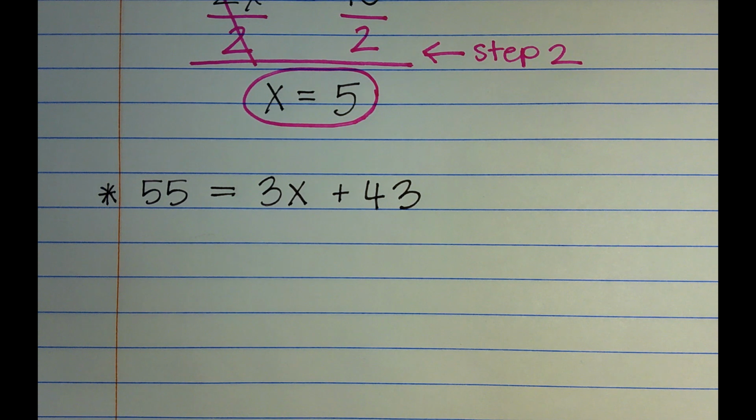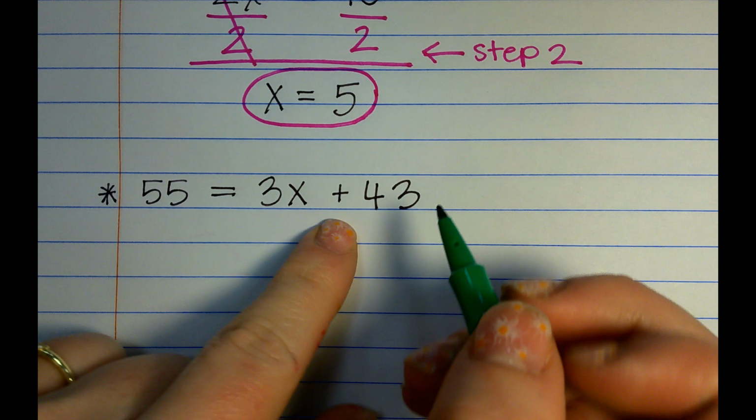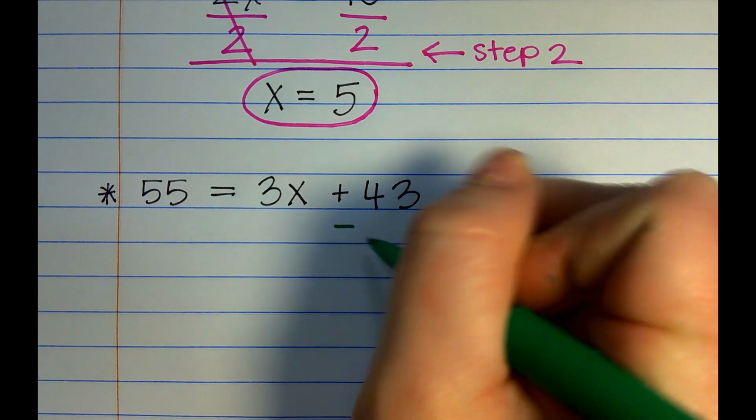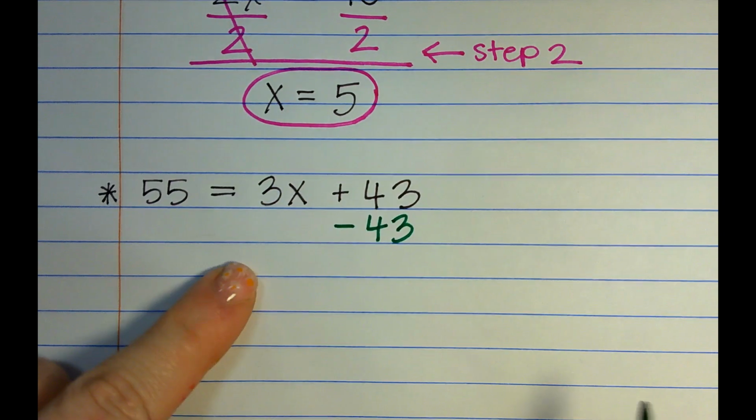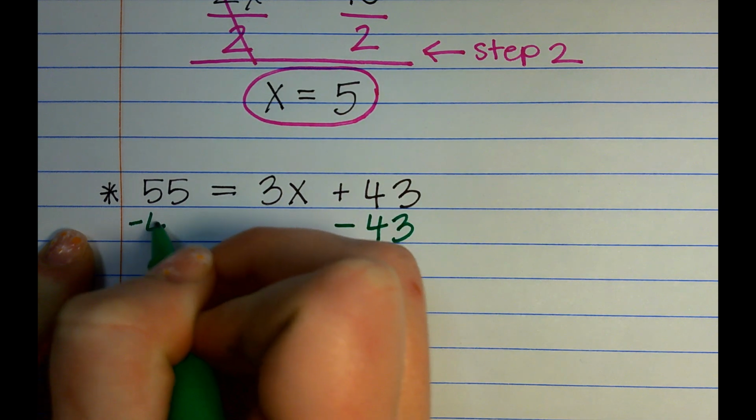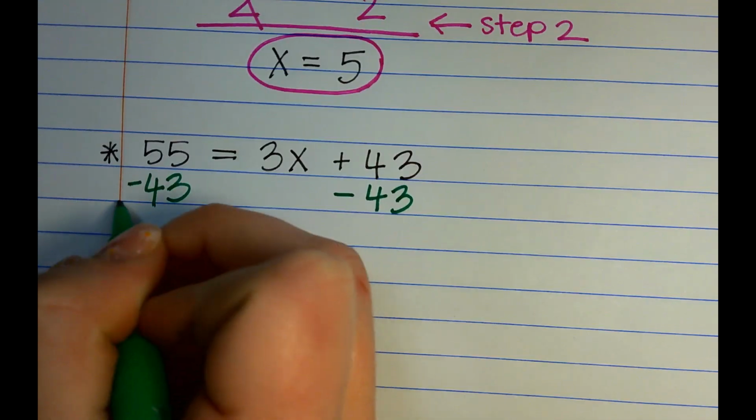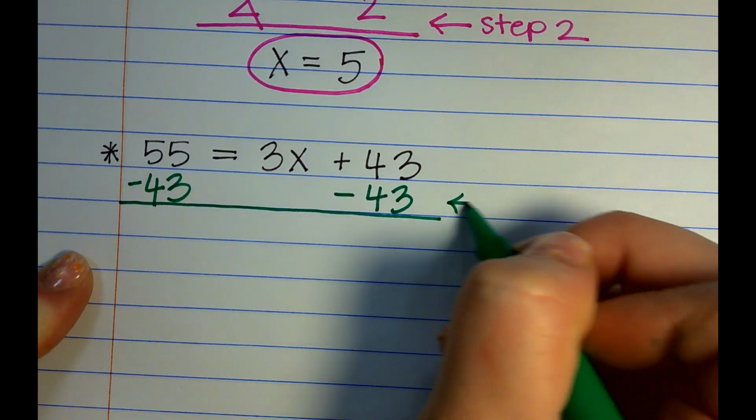We've got 55 equals 3x plus 43. If you think you know it, tell me about it. Okay, we're going to take 43 and the 55 and put 43 under both numbers. Perfect. So we have plus 43, so we're going to do minus 43 on both sides. And that's our first step, step 1.